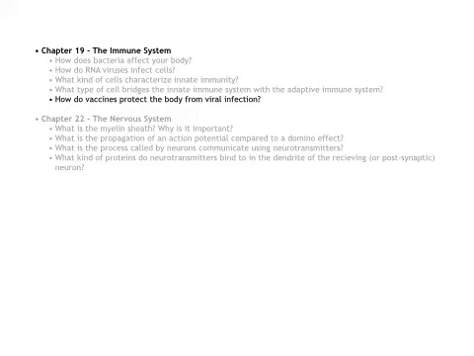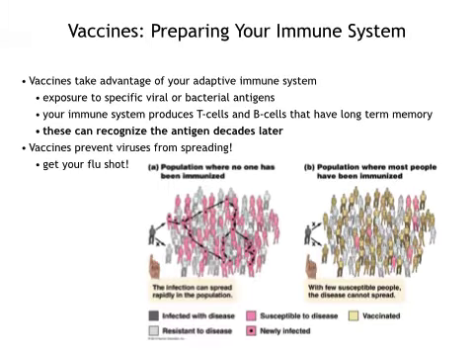Okay, and then how do vaccines protect the body from viral infection? So here's the slide. The bolded part really that I want you to know is that the T cells and B cells that have been exposed to the vaccine, which really is just the chewed up virus or bacteria. So it has viral or bacterial antigens.